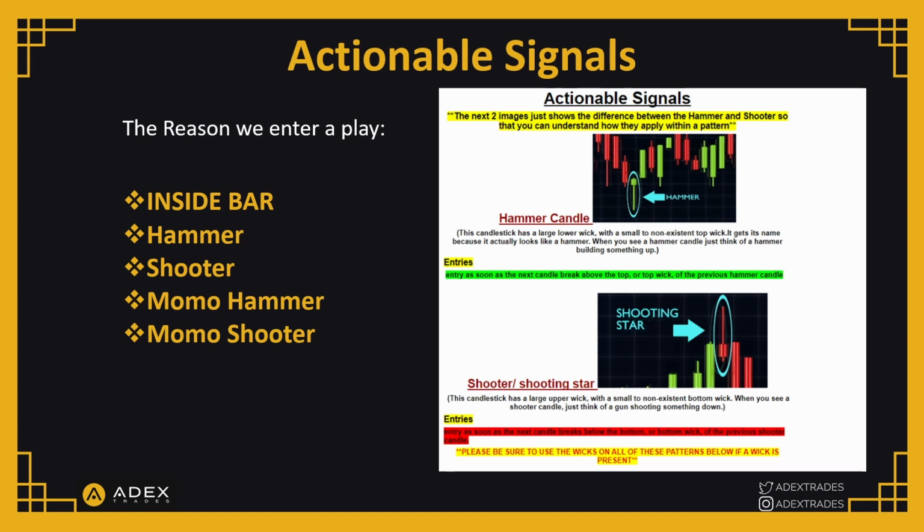Another reason why the strat is universal is because there's only a few actionable signals, but there are a lot more combos that you'll soon be able to recognize. And these are the actionable signals that we have. I guess there's more, but these are like the main ones.